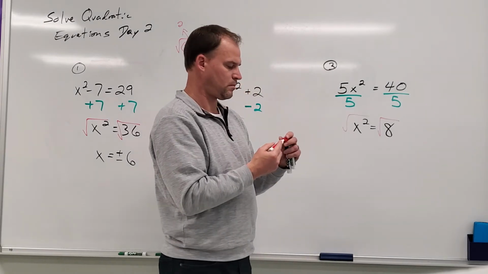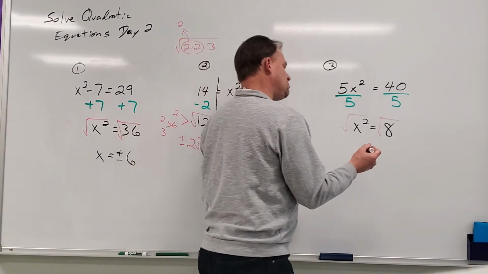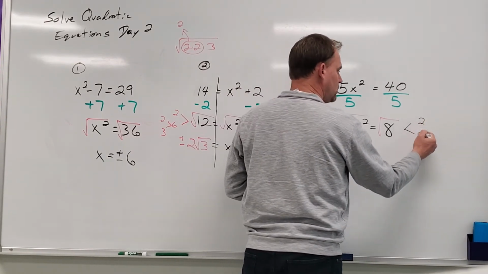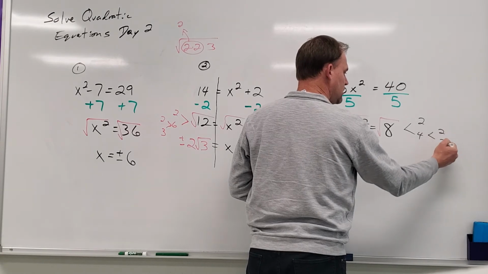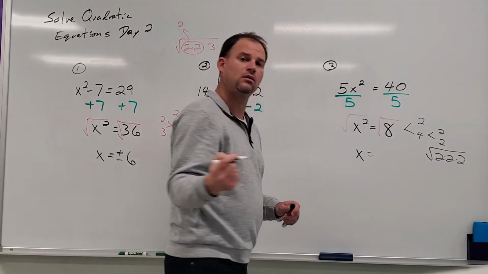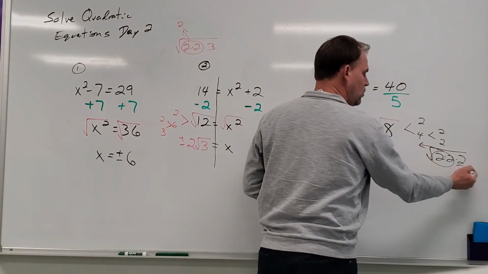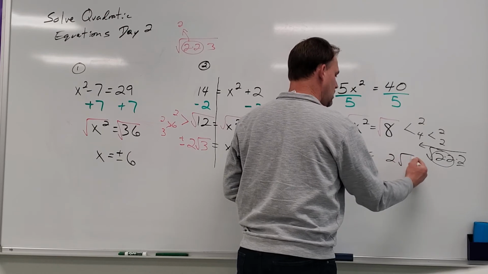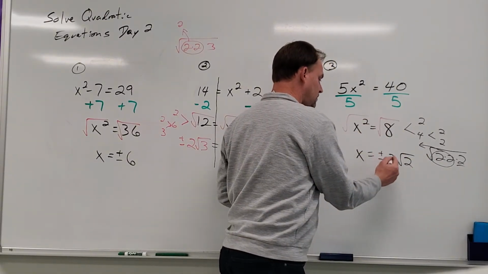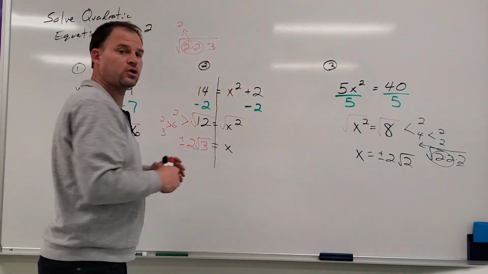So, is 8 a perfect square? Nope. So I need my factor tree. 2 times 4, 2 times 2. So I've got 3 2's in there. One pair of 2's is getting out. 1 is left in. And don't forget your plus minus. There you go.